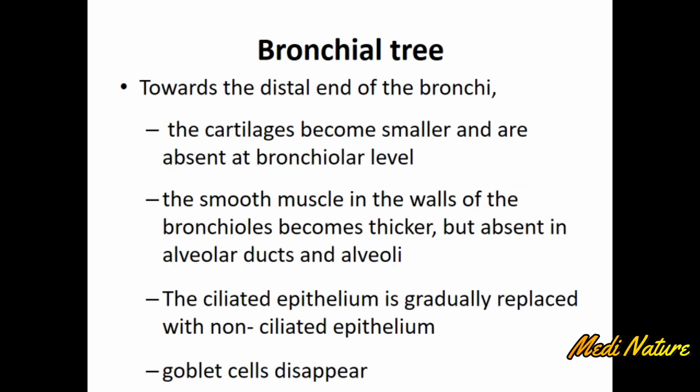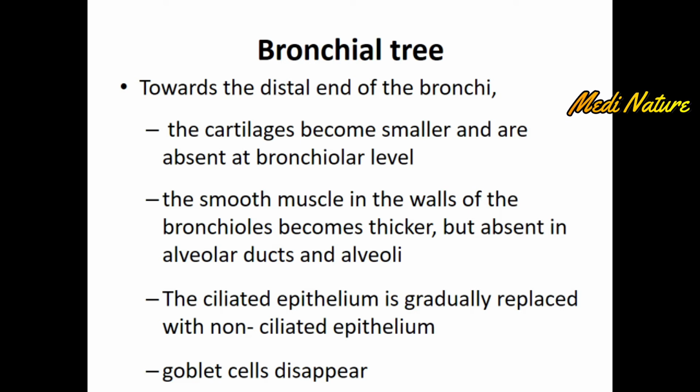Let's see what the structural changes are that can be seen towards the distal end of the bronchi. First, the cartilages become smaller and are absent at the bronchiolar level. So, the smooth muscles in the wall of the bronchioles become thicker in order to provide support as the cartilages are absent. But when they come to alveolar ducts or alveoli, the smooth muscle layer is also absent because at this site they need to facilitate gas exchange.